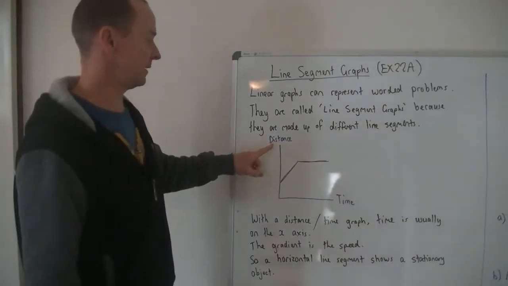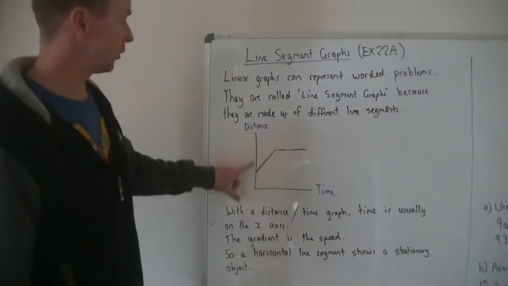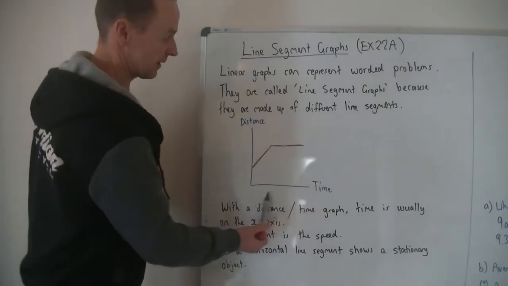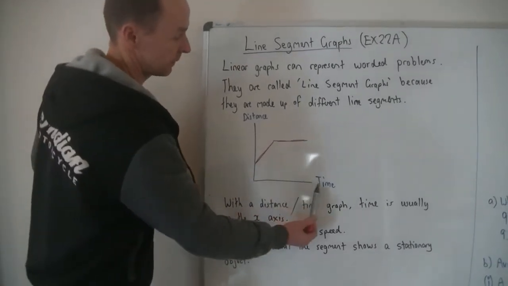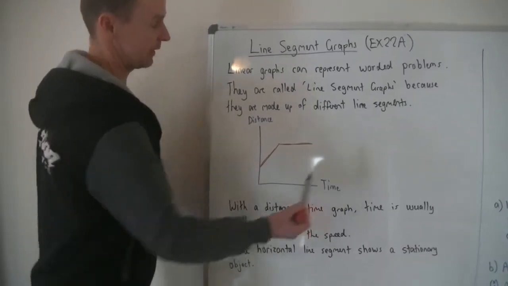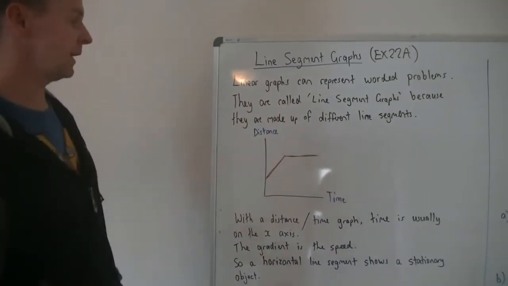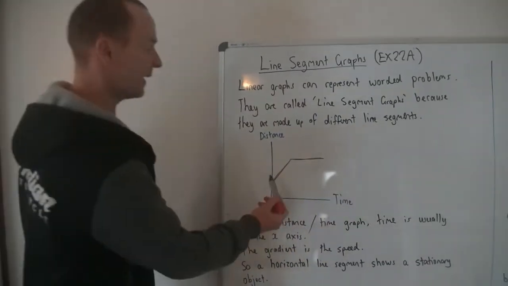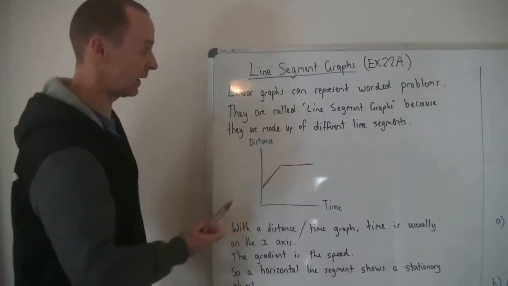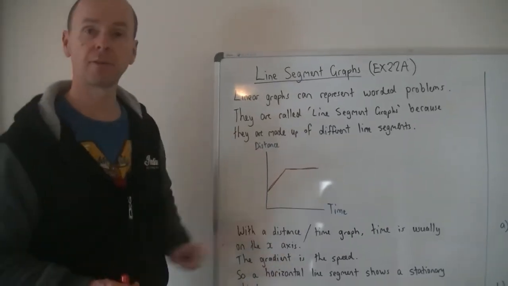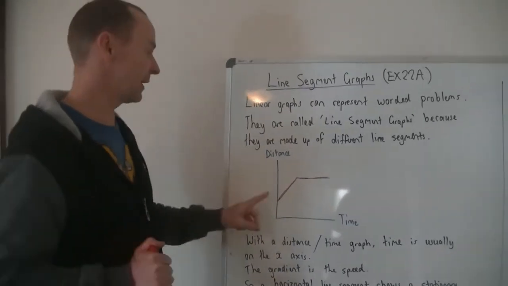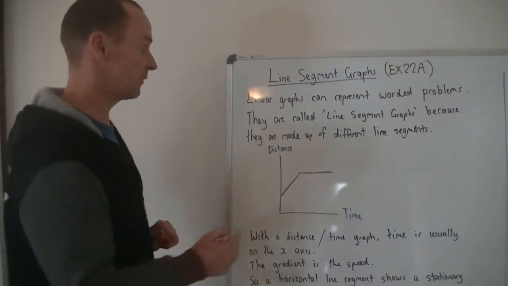A very common one is a distance time graph. Time is generally on the x-axis, so as we go along the x-axis, time goes on. Something interesting to note is that the gradient, or the steepness, of each line of a distance time graph represents the speed of that section.